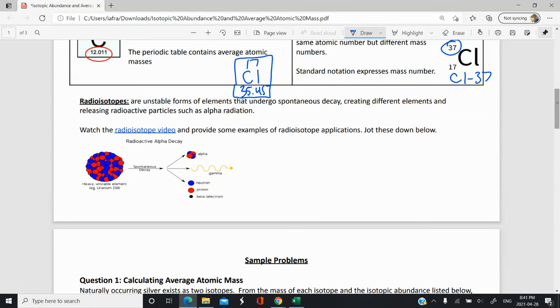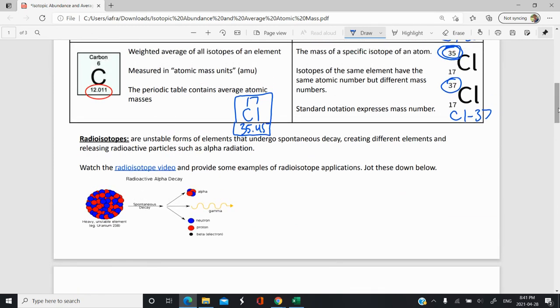And I do want you to go over radioisotopes in a bit more detail. So they're isotopes that aren't very stable, and so they undergo decay. So they basically break down spontaneously, and when they break down, they actually create different elements, and they release other radioactive particles like alpha radiation. And so you can find more information about radioisotopes in this video here. I do want you to watch it. And I also want you to write down some examples of some applications that you see in that video as well. And you can take some notes about the video as you watch it and use this figure here to help you understand radioisotopes in a bit more detail.